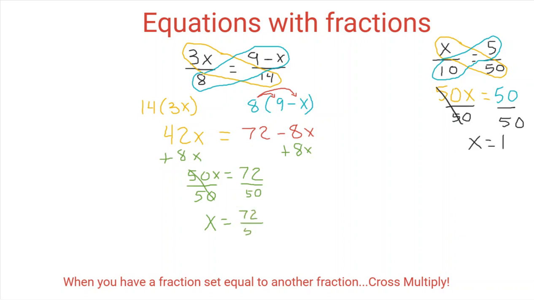So it'd be 72 over 50. If I divided this, I would get a fraction or a decimal. But in algebra, we try to keep our answers as fractions, in simplest form. So what can I reduce it by? Well, they're both even, so I can divide by 2. 72 divided by 2 is 36, and 50 divided by 2 is 25. So my final answer is 36 over 25. I can't simplify it anymore because there's no number that goes into 36 and 25 except for 1. So that is my final answer.